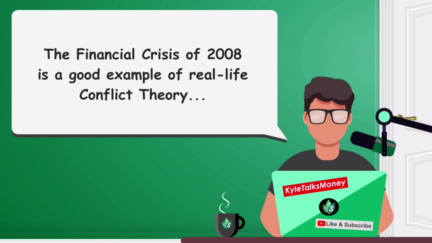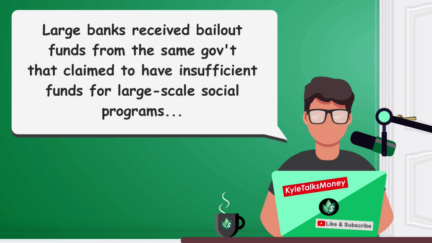The financial crisis of 2008 is a good example of real-life conflict theory. Conflict theorists viewed the financial crisis as an inevitable outcome of the inequalities and instabilities of the global economic system, which enabled the largest banks and institutions to avoid government oversight and take huge risks that only reward a select few. Large banks and big businesses subsequently received bailout funds from the same government that claimed to have insufficient funds for large-scale social programs such as universal healthcare.